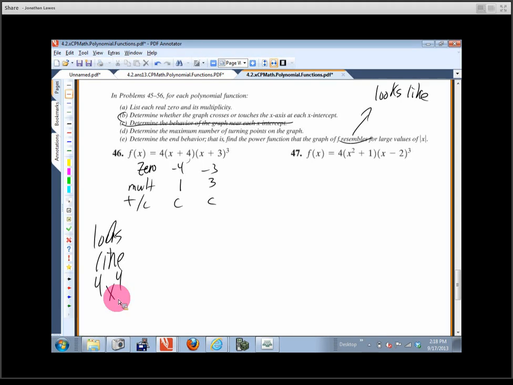What would need to be done here in order to change that? Yeah, we'd have to have a negative in front. So the big deal here is that it's a positive 4. That tells us we know we're looking at some shape like this. Okay? Starts up here and ends up here. Okay? Maximum number of turning points.